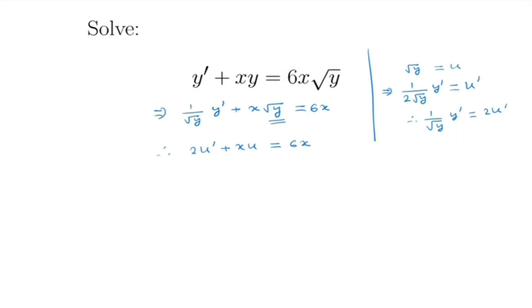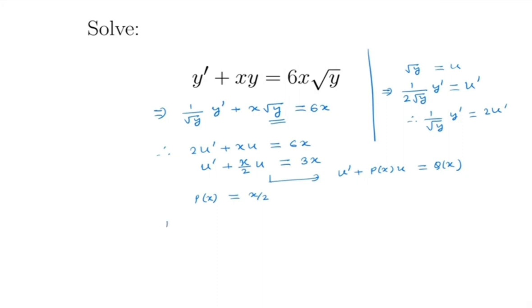So now we need to write it in general form. So u prime plus x by 2 times u is equal to 3x. This is the general form, u prime plus p(x)u is equal to q(x). So by comparing, we get here p(x) is nothing but x by 2.